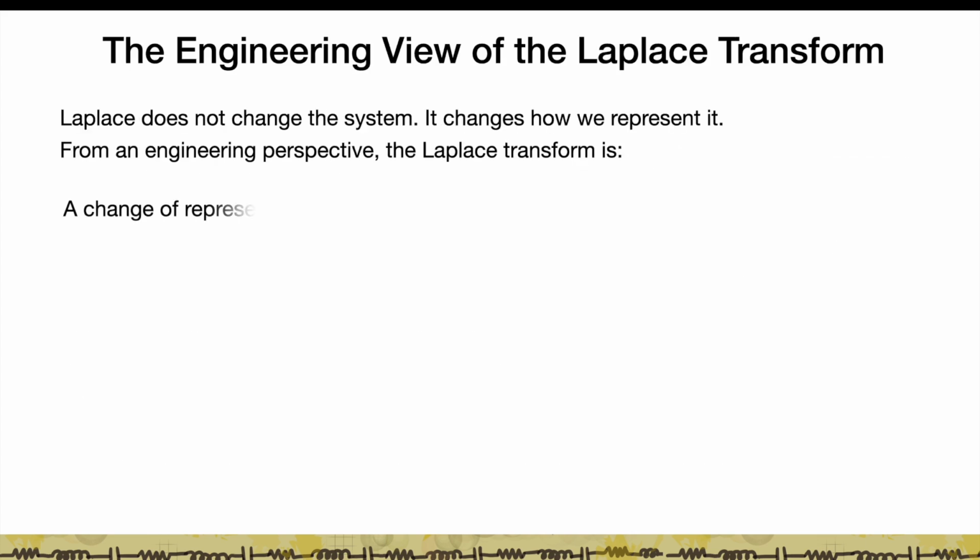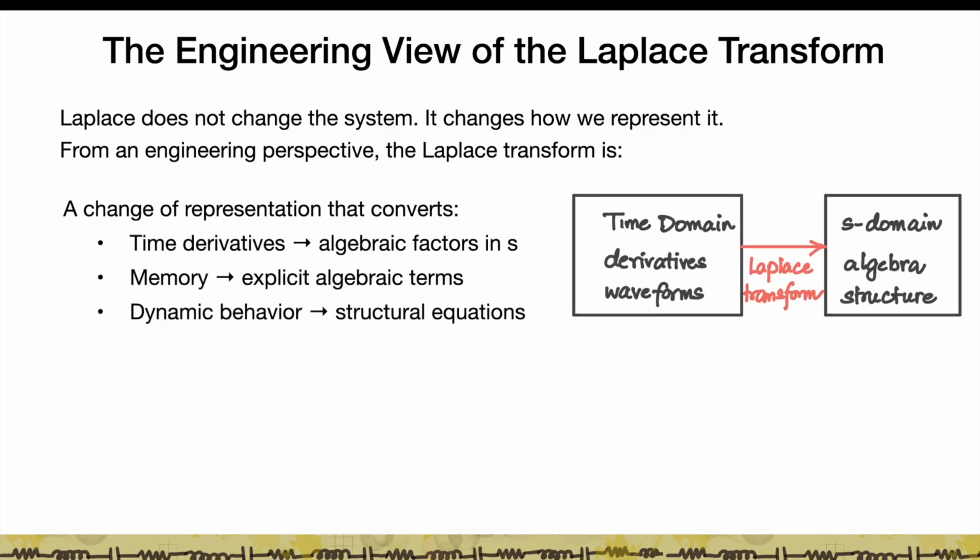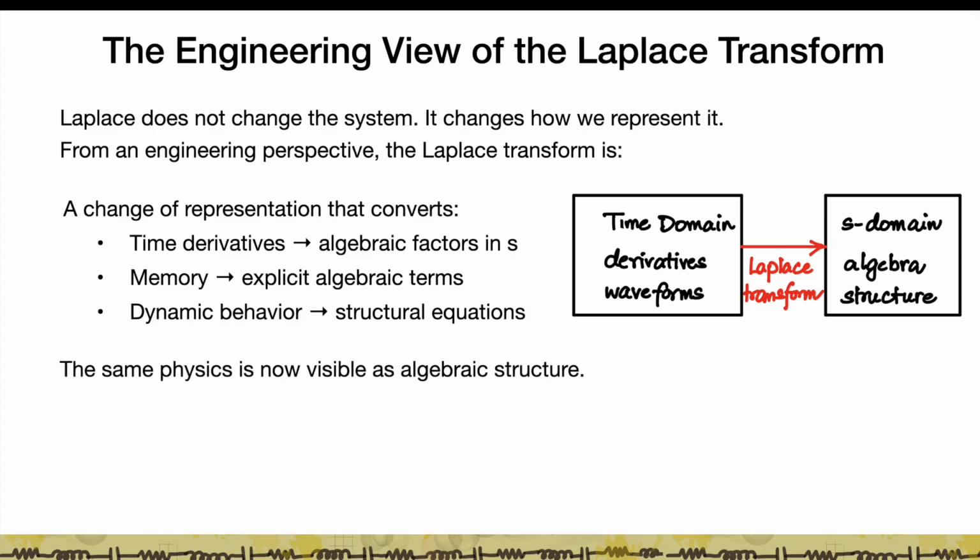Now, the Laplace transform does not change the system, it changes how we describe it. So, a change of representation basically means that derivatives become algebra, memory becomes explicit terms. The physics remains intact, but the structure becomes visible. Remember, it does not remove physics, it exposes the structure of the system.